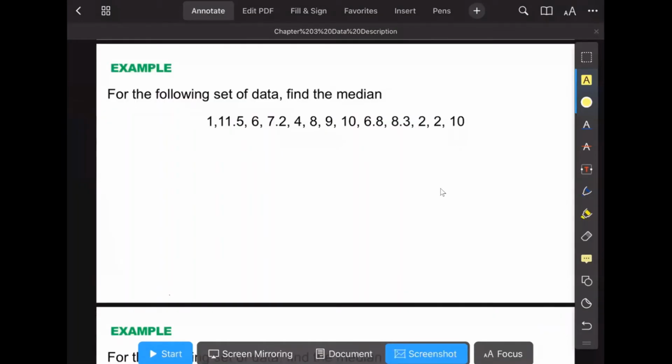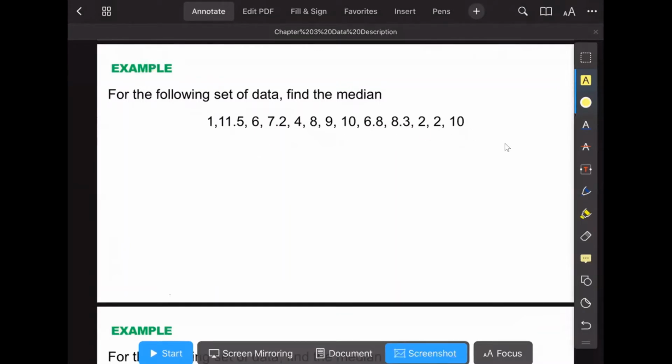Here is my first data set. In the first example, for the following set of data, we have to find the median. Let's read these numbers. Make sure you read them properly because there are commas and decimal points, and sometimes students get confused. The values are 1, 11.5, 6, 7.2, 4, 8, 9, 10, 6.8, 8.3, 2, 2, 10. So these are the data values that we have.